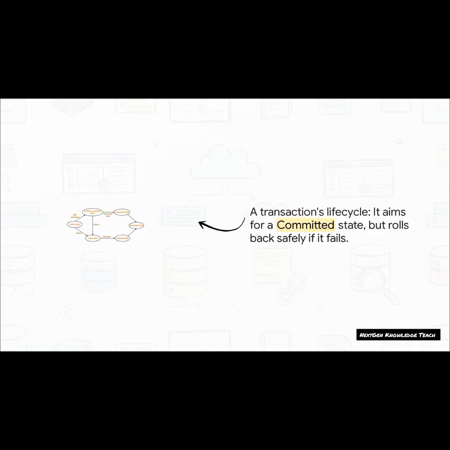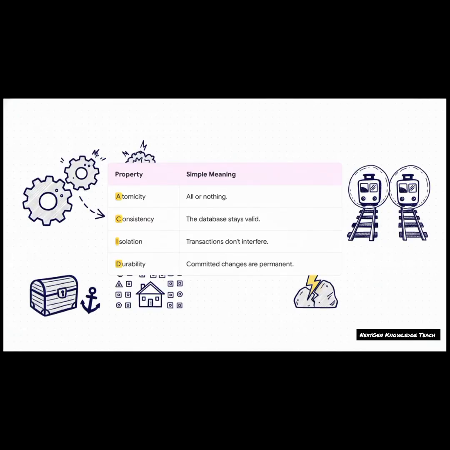This diagram shows that incredible safety net in action. A transaction starts, it's active. If everything goes perfectly, it gets to the end and it's committed. Success, the change is permanent. But if anything goes wrong, the power cuts out, anything, it immediately fails, rolls back any partial changes, and ends up aborted. No harm done. The database is left exactly as it was. It's genius. This whole system of trust is guaranteed by 4 rules that have a great acronym, ACID.